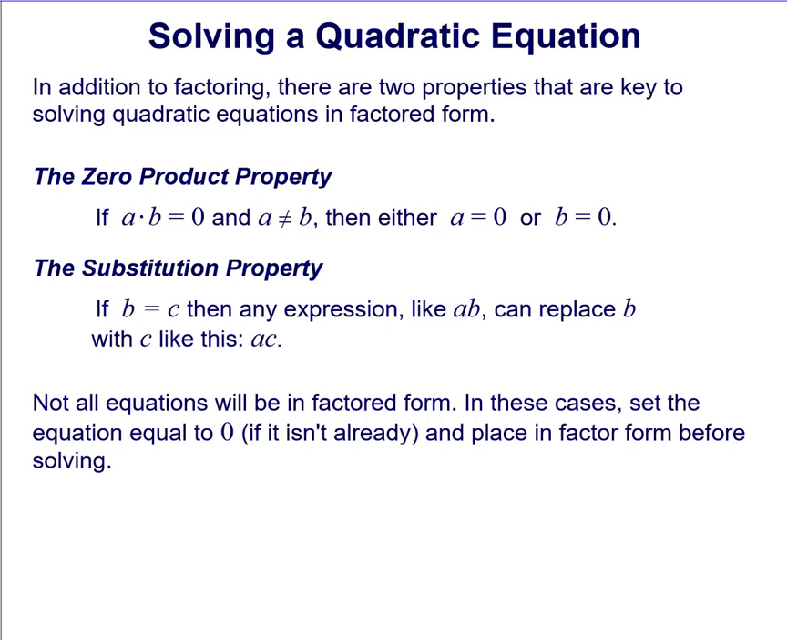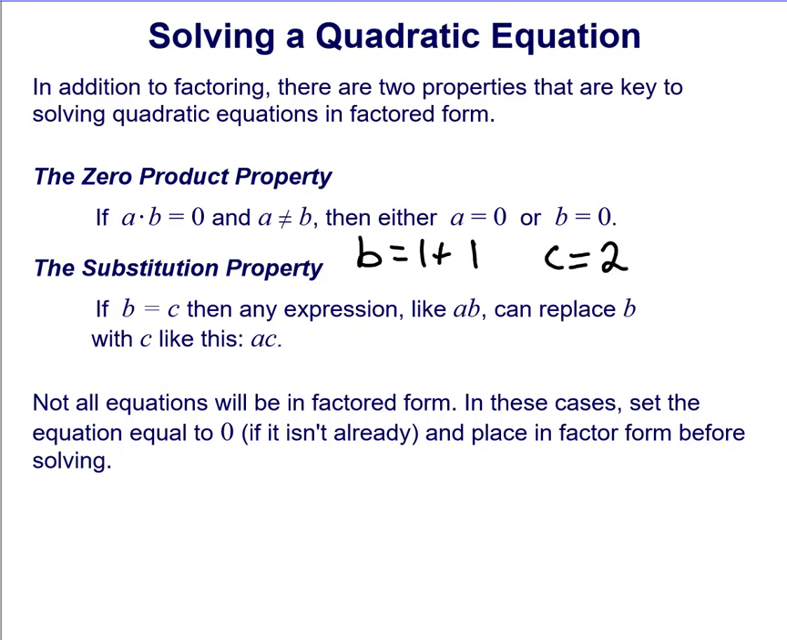The next property we need to consider is the substitution property. And that says if b is equal to c, then any expression like a times b can replace b with c like this, and you'll have a times c. So let's say that b is equal to 1 plus 1. We'll keep it simple. And, oops, I said 1 plus 1. I wrote the answer. And c is equal to 2.